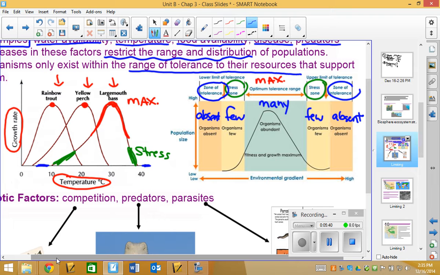So any type of graph I would show you about organism growth or number would have this characteristic shape so that you could deduce where their optimum tolerance range was, what their stress zone was, and what their zone of intolerance is. I will use these vocabulary words, intolerance, stress, and optimum, to ask you to identify maybe values off of a graph. So this isn't something that you have to memorize. Like, I don't want you to memorize which temperature is the optimum for a yellow perch. That's just an illustrative example to show you what an actual graph with actual values would look like for the very general example that's on the right.